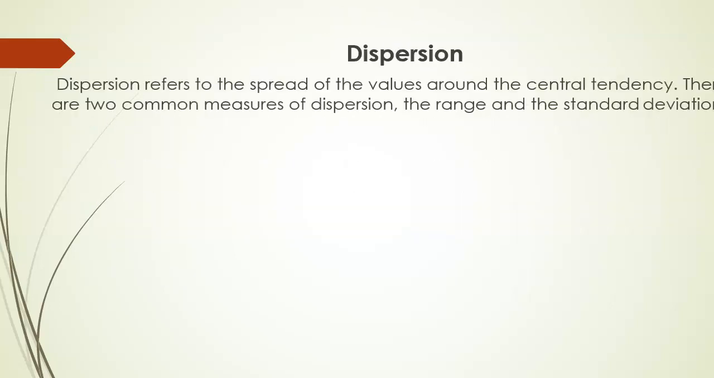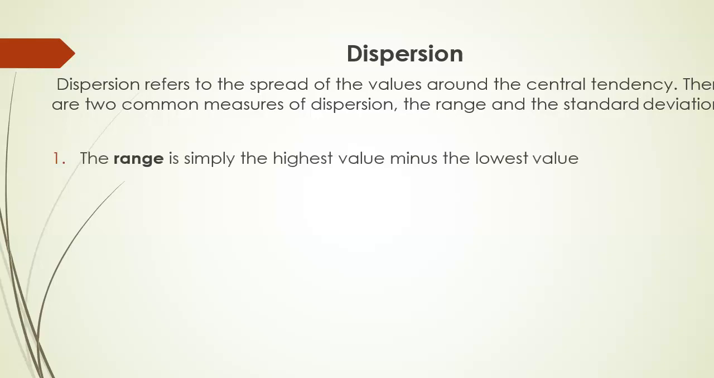And last but not least is dispersion, right? It's the spread of values around the central tendency. So it doesn't tell us how frequently things are happening, but how spread out they are. And there's two common measures of dispersion. One is simply the range, and this is the highest value minus the lowest value, but this can really misrepresent the spread, particularly if we have outliers in our data.